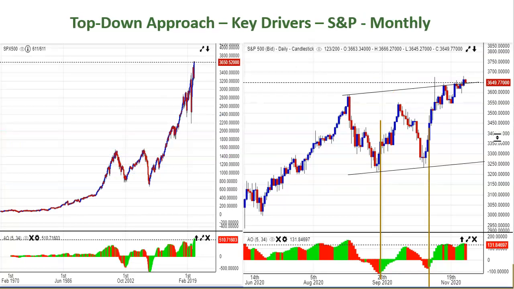This is the S&P, looking all the way back on the monthly to February of 1970. We see a major move up, and on the right we can see the corrections that have taken place. And again, looking at the awesome oscillator and drawing the vertical lines, when the awesome turns from red to green, that provides a signal to go long to join the trend. And the S&P has taken out the recent highs.